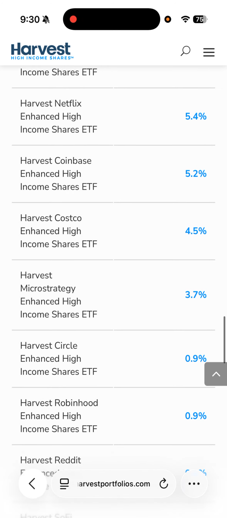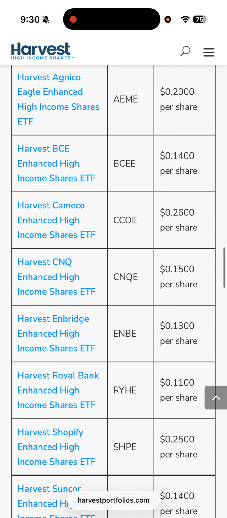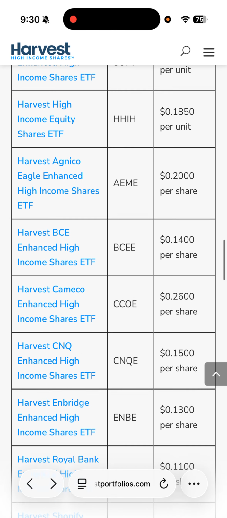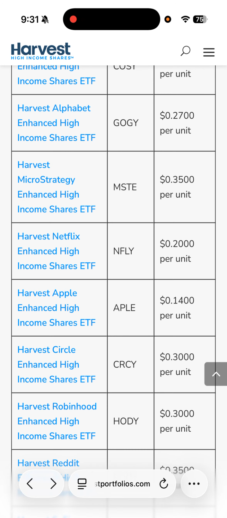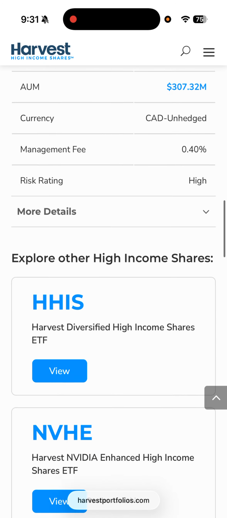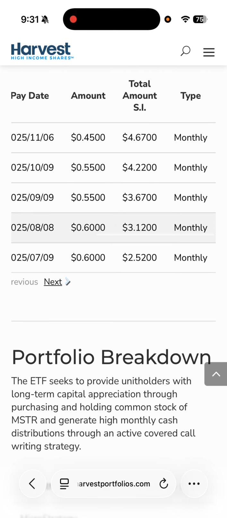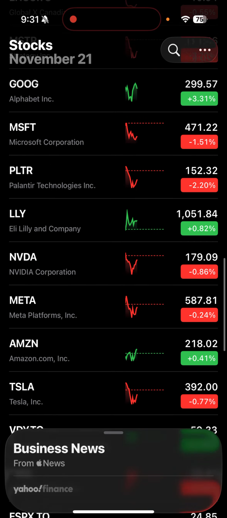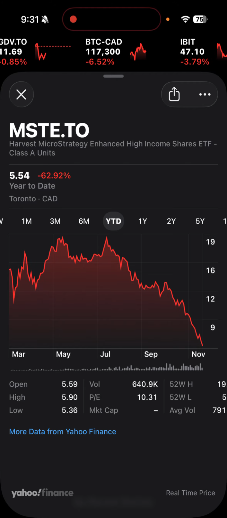But you look at the distribution history of HHIS, and it's increased and it's increased, and then you look at the distribution history of MSTE. Let's find MSTE. And then, like I showed you guys, 35 cents per unit with original distributions of 60 cents and then 66. So it's almost been cut in half when you look at the dividend. And then the share price of MSTE year to date, over 60% down.